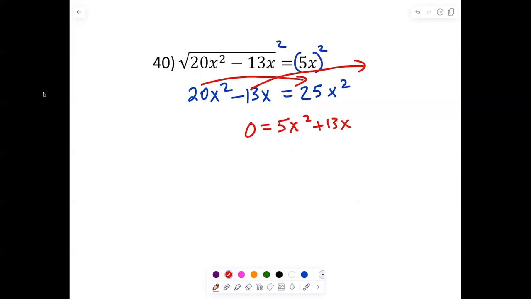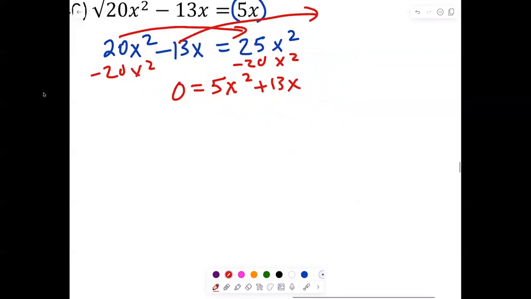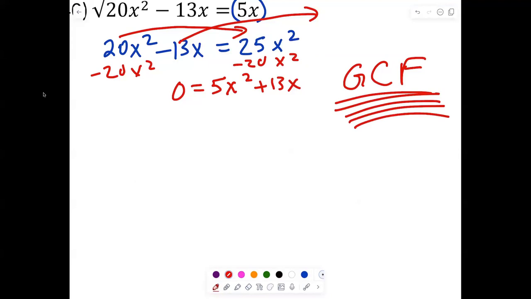Why would it be 25x squared? 25x squared minus 20x squared. Right? You good now? Now, I want everybody to put on the side. Don't forget the what? Greatest common. What is the GCF here? What can I factor out? X. X, that's it. Very good. X parentheses.